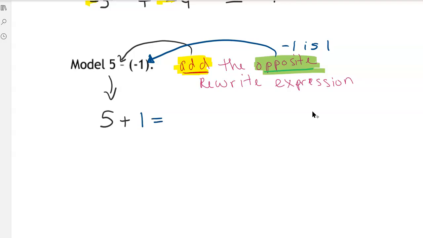Now you can actually solve. We rewrote the expression. 5 plus 1 is 6. So 6 is your answer. And we'll get more into that later where you can practice that, but it's good to see it for the first time. All right, now move on to your practice.